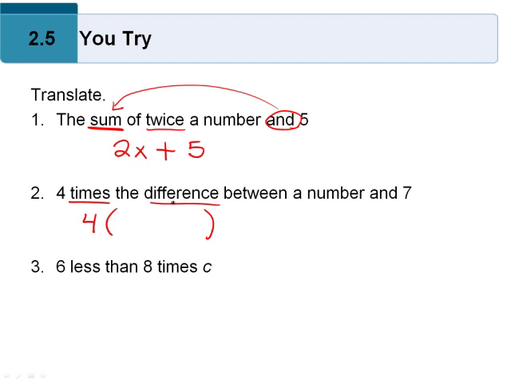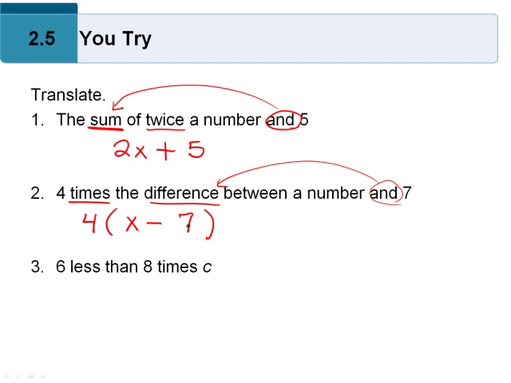We need to write the difference between a number and 7. So remember, and goes back to your operation, okay? So difference is subtraction between a number, x, and 7, okay? All right, so be careful because on number 2, if you don't have those parentheses there, it's wrong. So you have to be real careful on that.